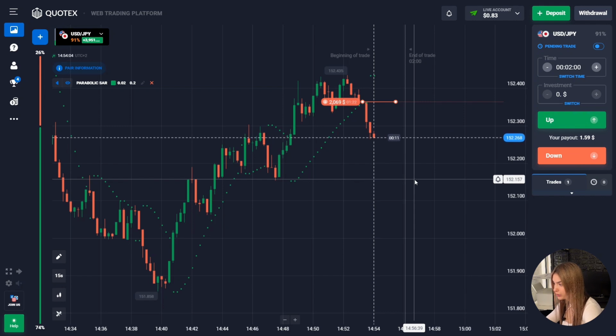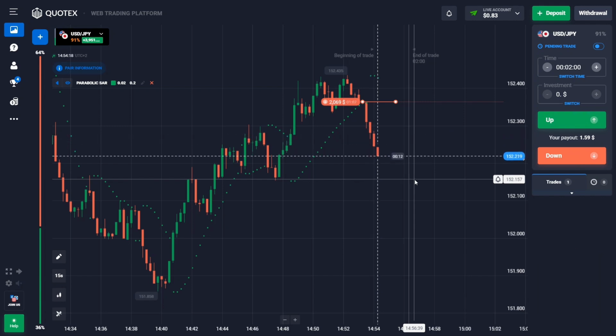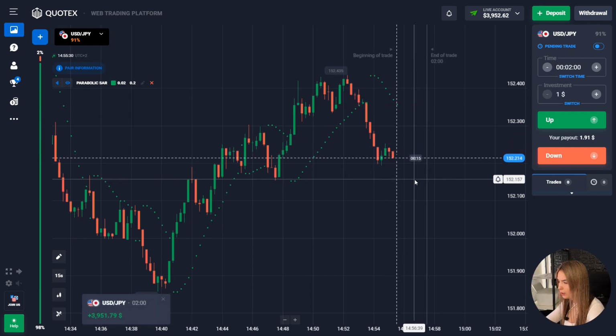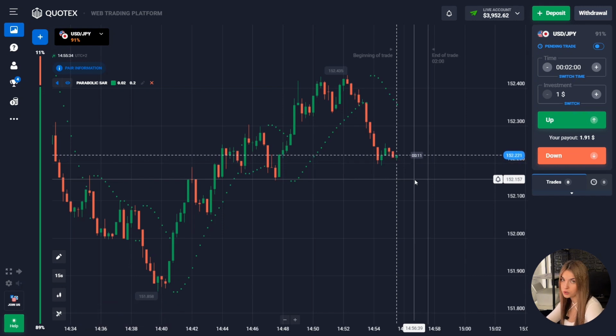Now the price is already showing a good decline in the chart, so guys, let's wait for the end of our deal. Great guys, as you can see, the indicator didn't let us down again. I got a steady profit here. Also 2 minutes in such situation was just perfect.